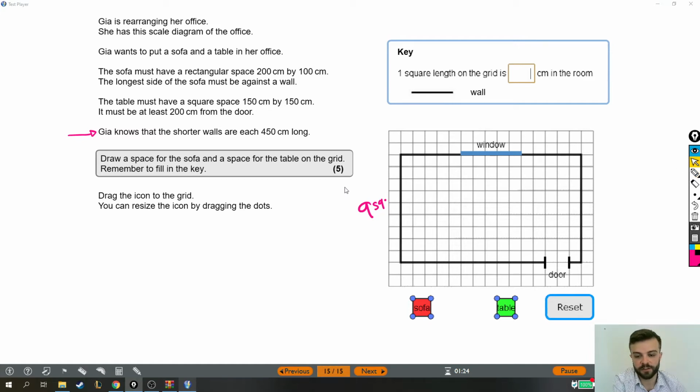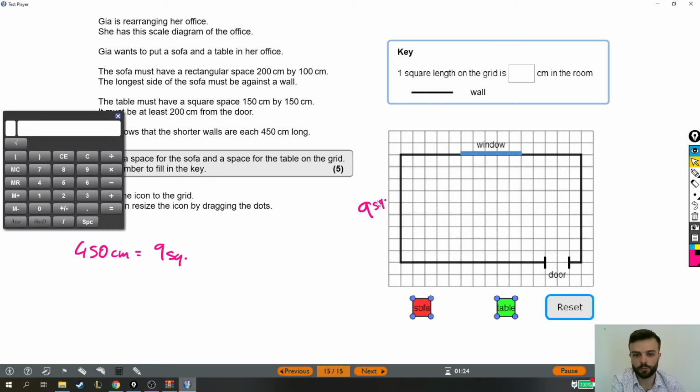So what we can do is, if we know 450 centimeters is 9 squares, let me write that out. 450 centimeters is 9 squares. Then if we divide by 9, we'll get what 1 square is. So 450 divided by 9 gives us 50. So that means that 1 square is 50 centimeters. So there's our scale. One square length on the grid is 50 centimeters in the room.